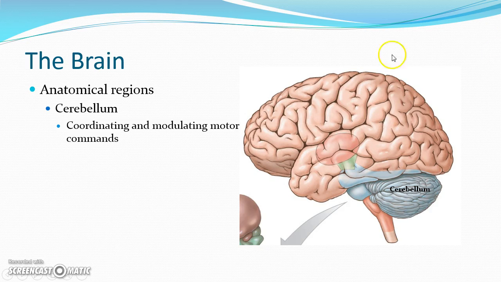The cerebellum, located here at the base, is responsible for coordinating and modulating motor commands. Motor commands begin in the cerebral cortex, but that coordination of motor function takes place in the cerebellum.